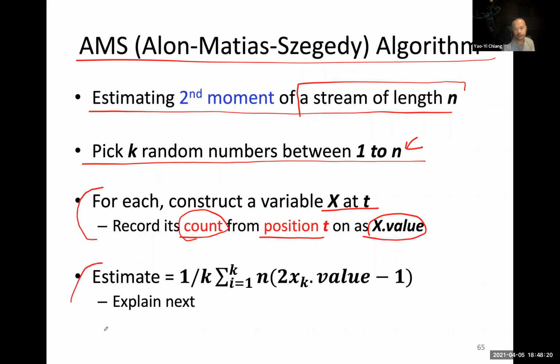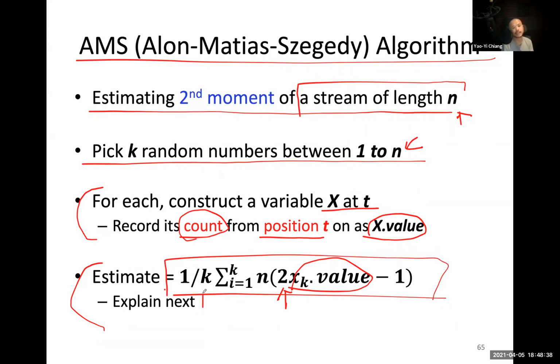At the end, when you don't have the stream anymore, after n, and you want to estimate the moment, you just use this function. You take every x value, take 2 times x minus 1, times n, sum them all up, and divide by k. This is your second moment. We're going to explain how this works in the next slide.